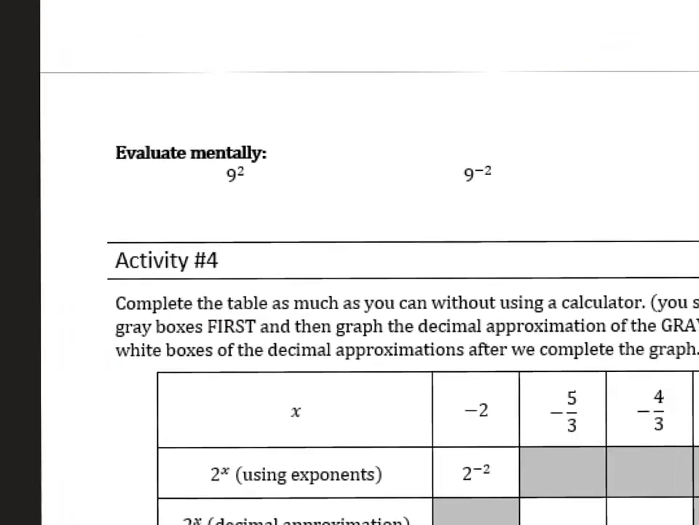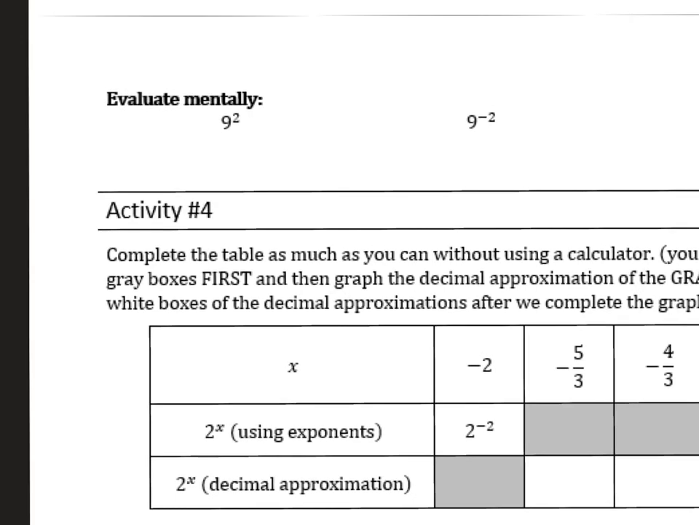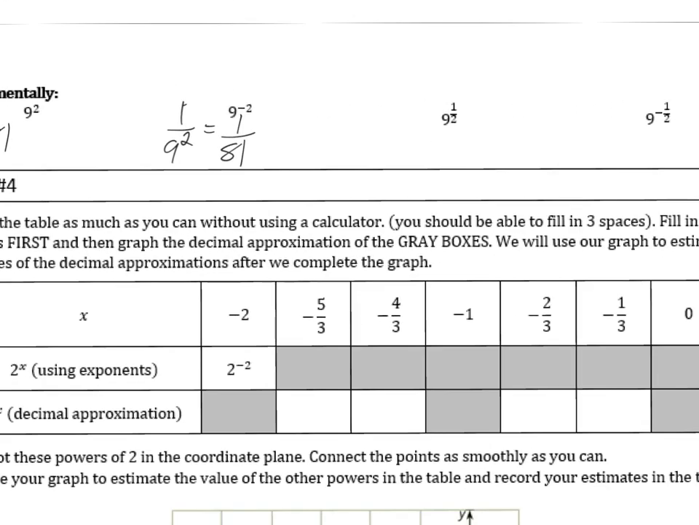Okay, so we're evaluating this mentally. That means we are not using a calculator. So we have 9 squared. What is 9 times 9? It should be 81. So we're going to go ahead and write 81. 9 to the negative 2. What was our rule for negatives? We just flip them over, right? So 9 to the second, which equals 1 over 81.